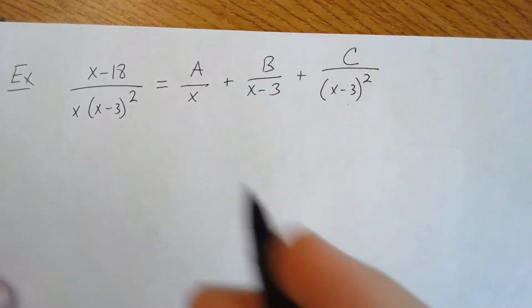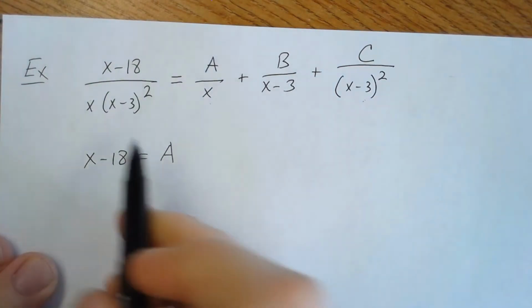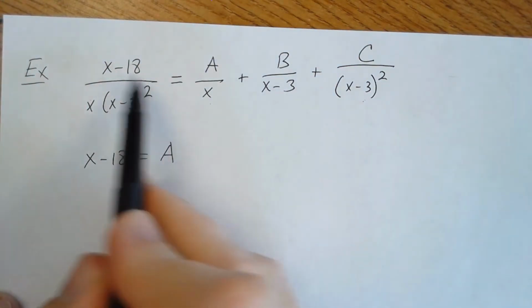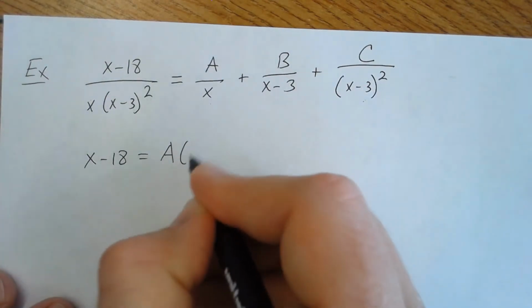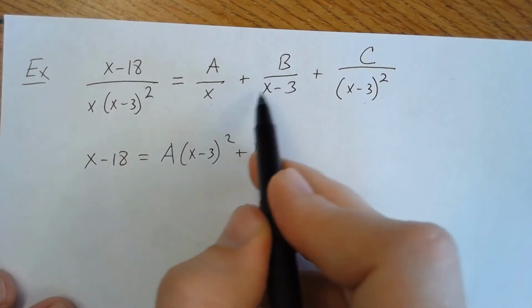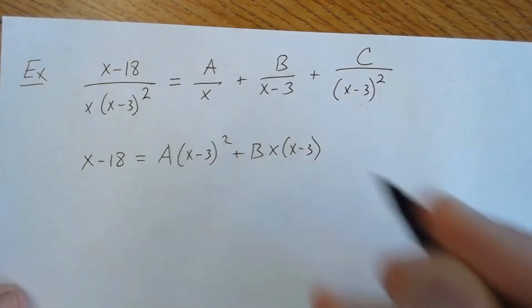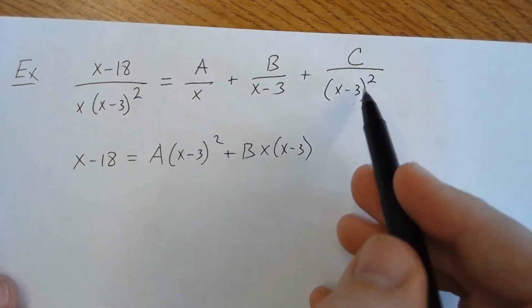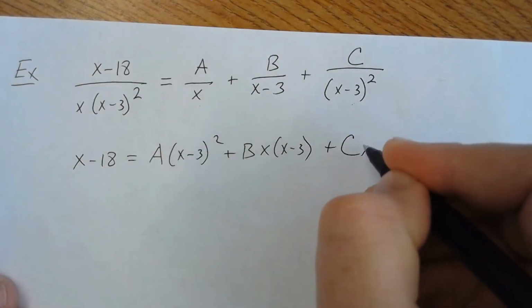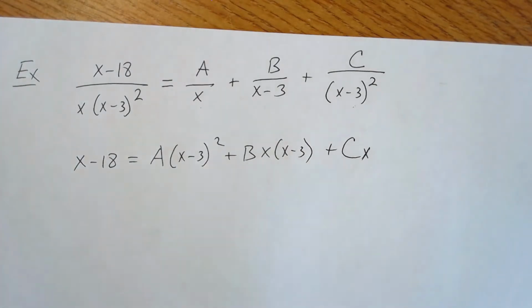So now, with this problem, we're going to go ahead and do the exact same things that we did in the previous examples. x minus 18 is equal to a, and I'm multiplying both sides by this entire common denominator. So the x's are going to cancel out, leaving me with x minus 3 quantity squared, plus my b is going to be left over here with the x minus 3. One of those factors is going to cancel out, leaving me with x and an x minus 3. And then finally, the x minus 3 squared is going to cancel out, leaving me with plus c times x. And again, I'm going to simply follow through the exact same rules of the method in which I abbreviate the problem and avoid your matrix solutions.